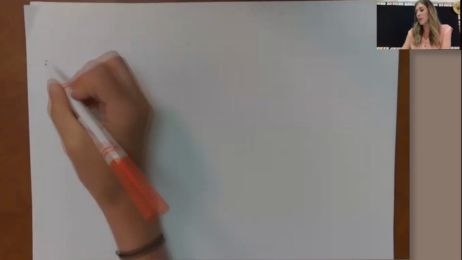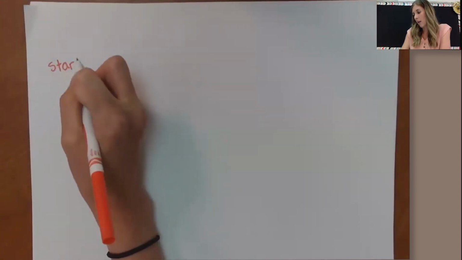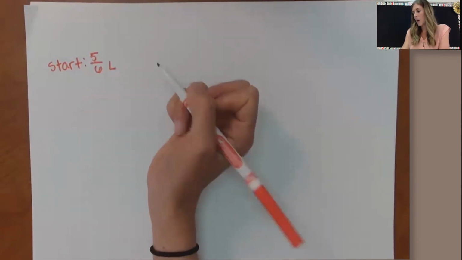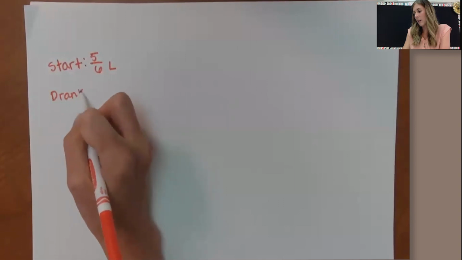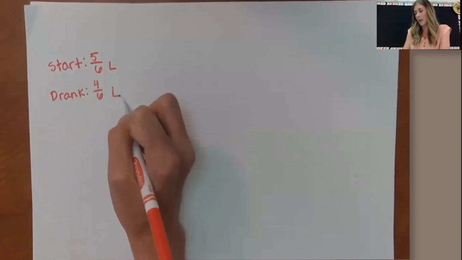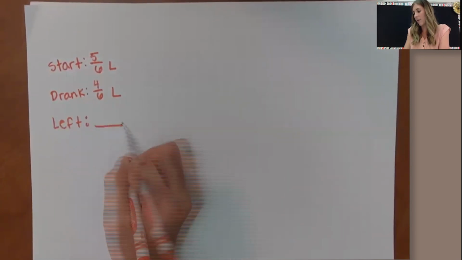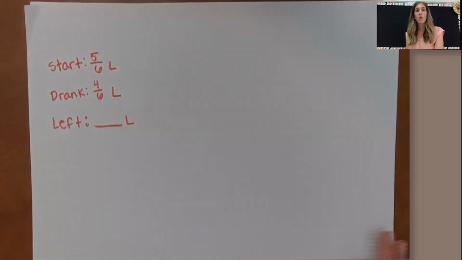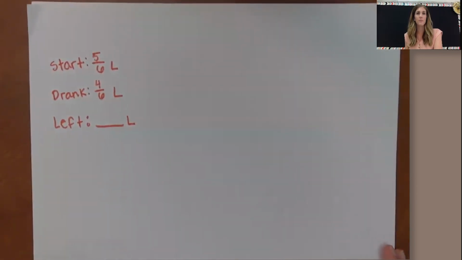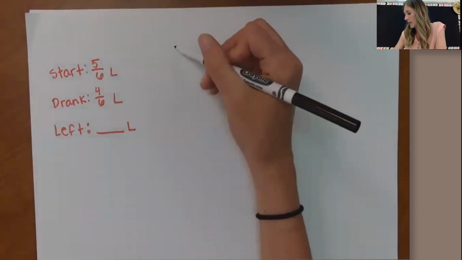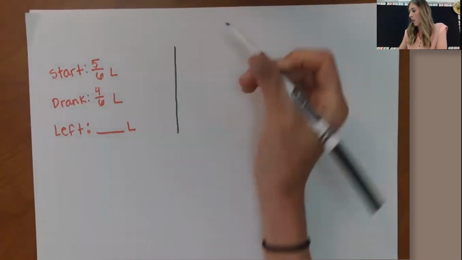So let's pull out our important information. So we know that he started with 5/6 of a liter. We know that he drank 4/6 of a liter. And so we're trying to figure out how much water does he have left. And we can draw a model to help us think about that. Think about a water bottle. Normally stands up kind of tall. So this time, let's draw a tall, skinny rectangle to represent Alberto's water bottle.